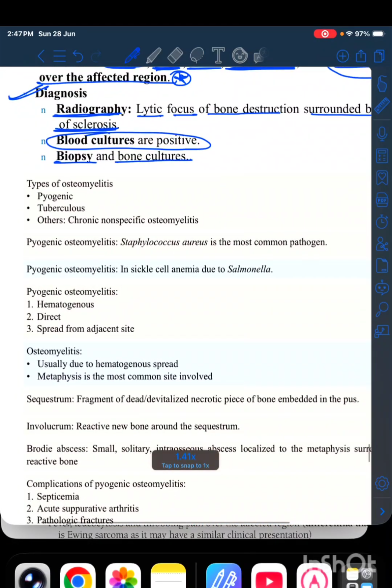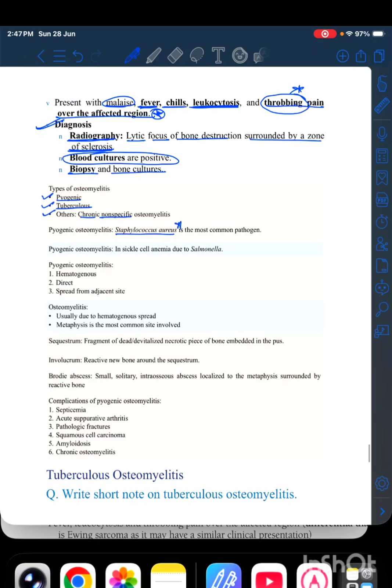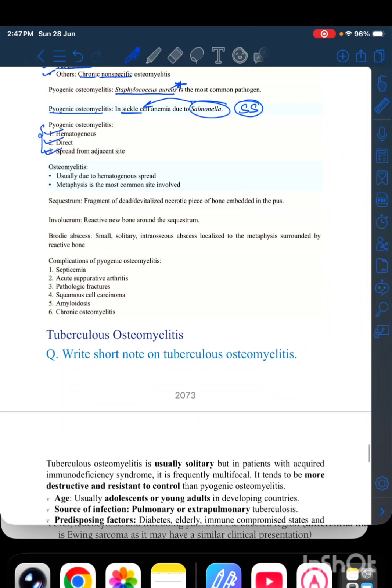So here we can see there are three types of osteomyelitis. We have pyogenic, tuberculous and chronic non-specific osteomyelitis. In pyogenic, Staph aureus is the most common. In sickle cell, it is Salmonella. SS: sickle cell and Salmonella. Now these are the routes of spread: hematogenous, direct contact, or spread from an adjacent or contiguous site.